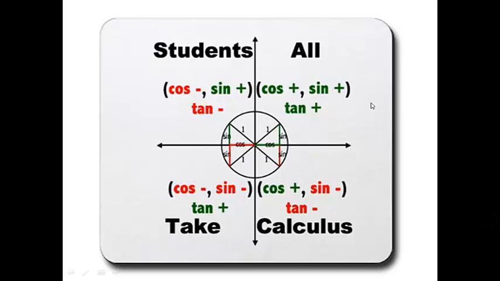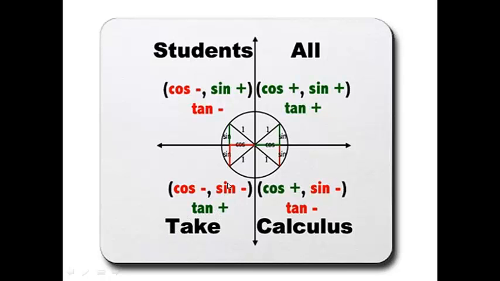going from quadrant 1, 2, 3, 4. It's All Students Take Calculus, the acronym that we use to find out whether it's positive or negative. Everything is positive in quadrant 1. Okay. In quadrant 2, cosine and tangent are negative, and sine is positive. So that's why we say Students for S, S for sine and S for students. Take would be T for take and T for tangent.